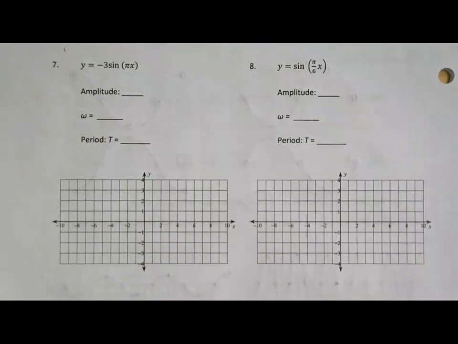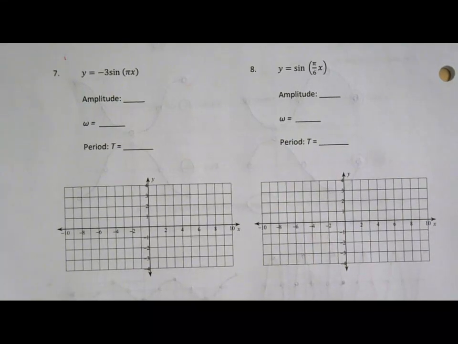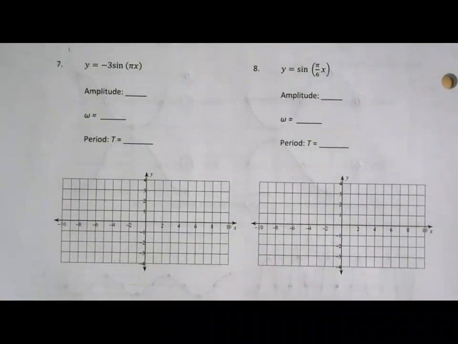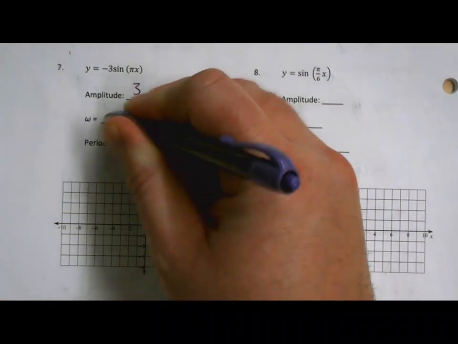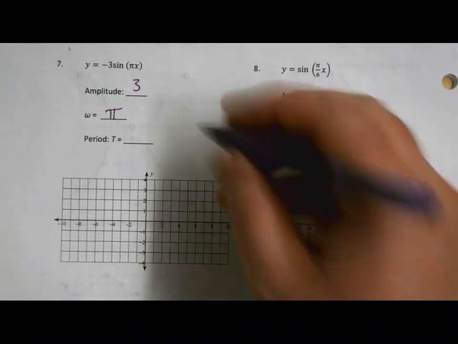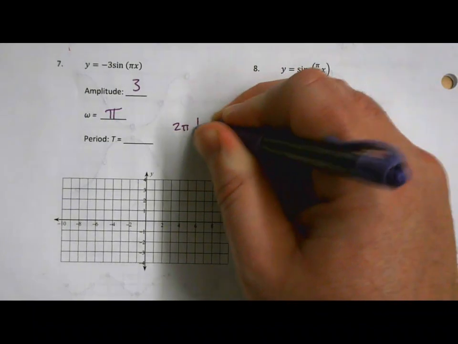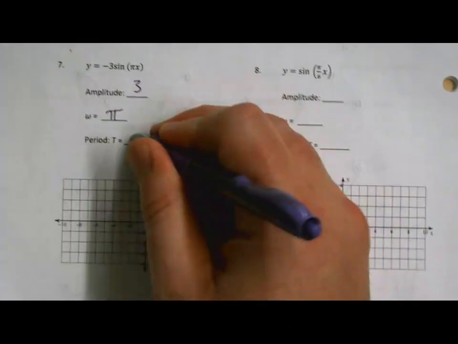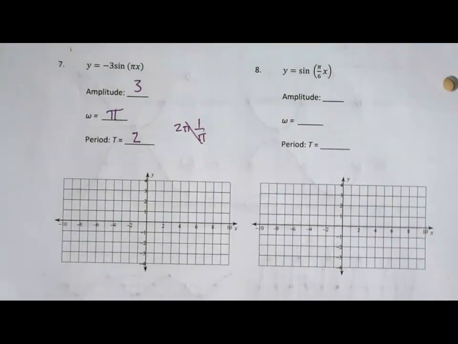Great questions, guys. Any more before we keep moving? Let's keep it going. Amplitude this time is 3 or negative 3? 3. Omega is pi. That means period is 2 pi times the reciprocal of pi, which is 2. I will not make you graph anything with a period of 1. You'll see why in a minute.